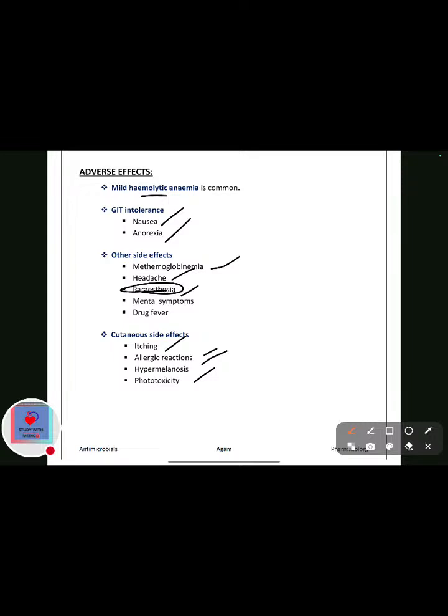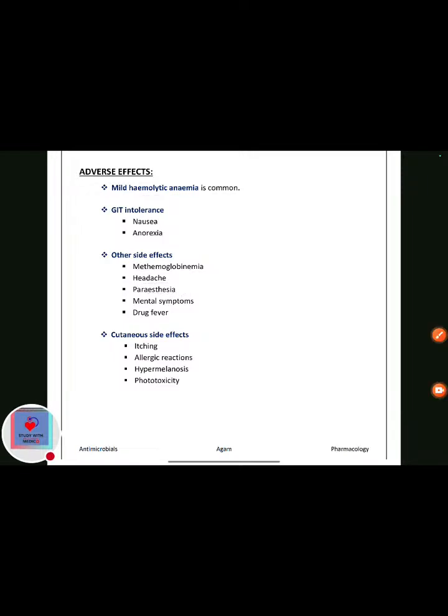So methemoglobinemia is there, which is also called blue baby syndrome. The hemoglobin cannot carry oxygen because of the abnormal hemoglobin called methemoglobin. Rather than hemoglobin, these people have methemoglobin. Okay, so itching, allergic reactions, hypermelanosis, phototoxicity can be seen.